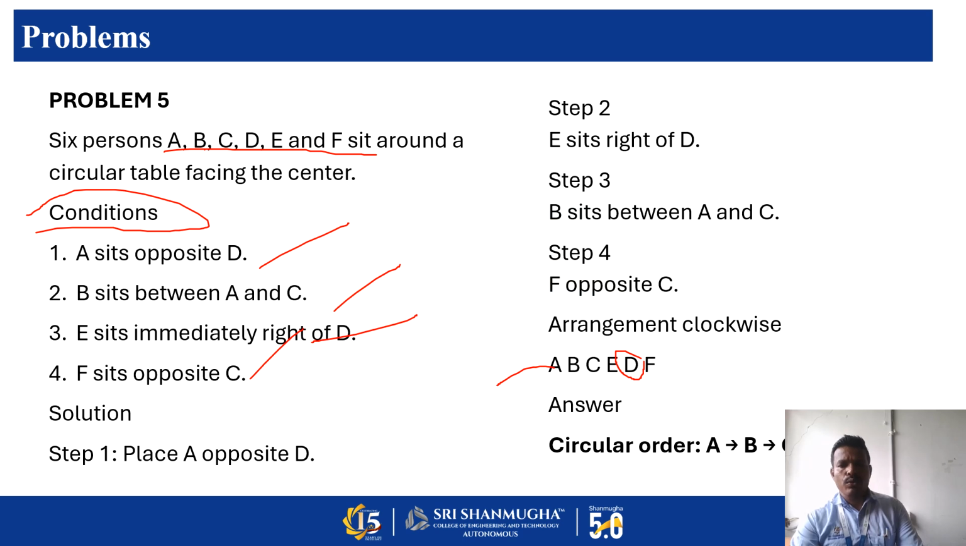Step 2: E sits right of D, so this condition we also need. E is next to D. B sits between A and C, so A and C are needed, and in between is B. Step 4: F is opposite C. F is the last one clockwise, so only one element remains, the C. So the final answer is A, B, C, E, D, F.